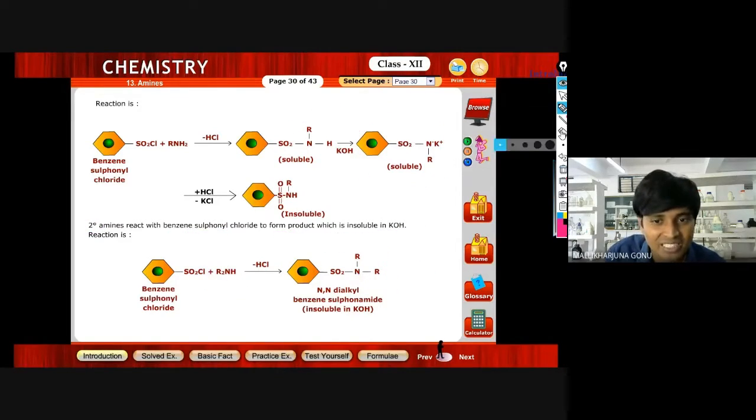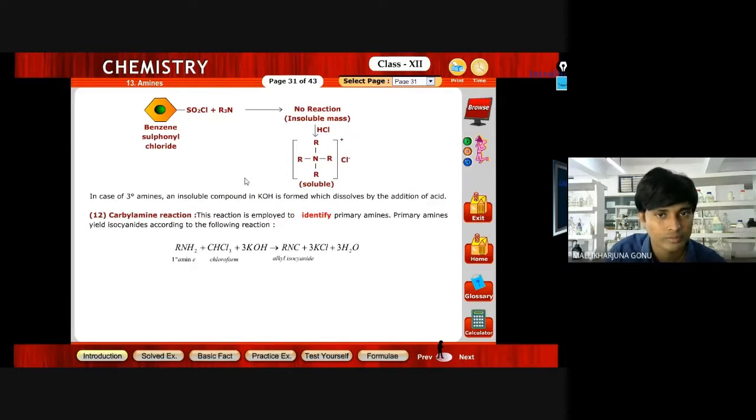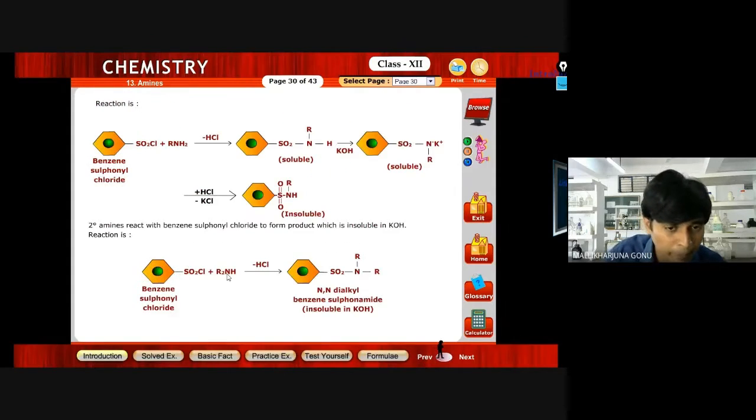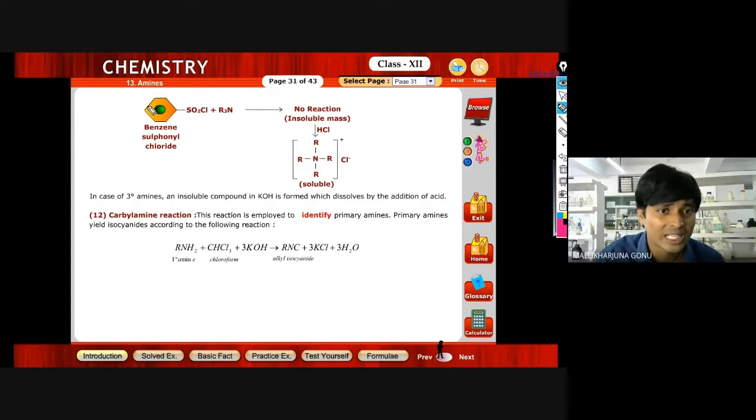So what is the case with the test? In the product, you are simply removing H and Cl and adding. Fine. Now what happens with the tertiary? We will see this one. In this, no reaction will happen in the first step. In the first step, reaction happens in both the others, and second, we check solubility in KOH, but in this case no reaction occurs. When you add benzene sulfonyl chloride to a tertiary amine, no change will be seen, so nothing you will see.